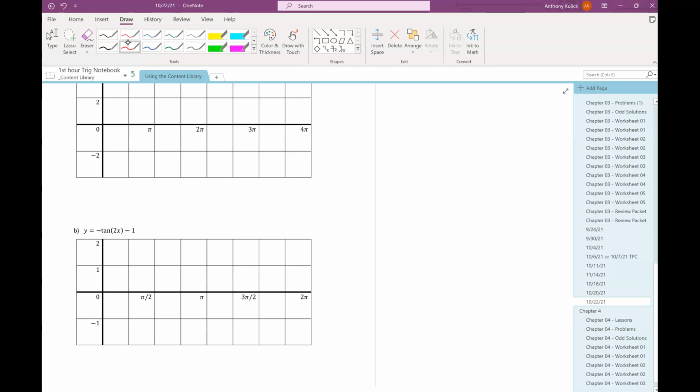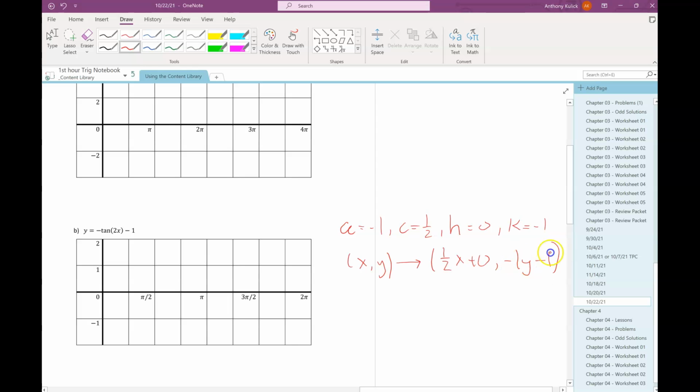So first thing I'd want to do is find my values for A, C, H, and K. Since there's no H in this problem, even though the leading coefficient isn't 1, I don't really need to factor. So my A is -1, my C is 1/2, my H is 0, and my K is -1. So I'll write my transformation map: (Cx + H, Ay + K). And then I'll take my key points for tangent.